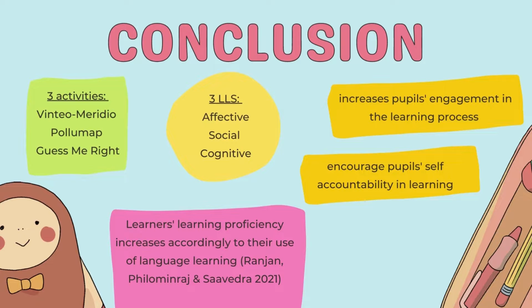Learning becomes a meaningful and authentic experience for the pupils if they can learn and apply the strategies without constant facilitation by teachers. According to Ranjan, Philomin Raj, and Savidra, learners' learning proficiency increases accordingly to their use of language learning strategies. Therefore, language learning strategies can help pupils to be more accountable of their own learning, as they are being continuously aware of their own proficiency development. This will benefit the pupils in their lifelong learning.